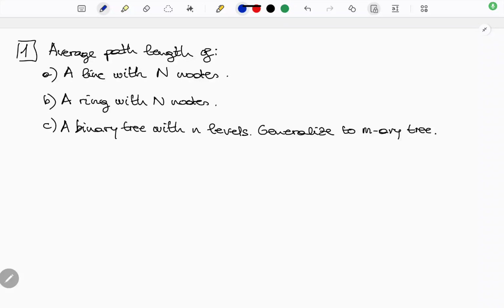From problem set 2. I'm going to do the first two questions on this video, and then I will do the third question on a separate video. So for the first two questions, the first one is to compute the average path length of a line with n nodes.